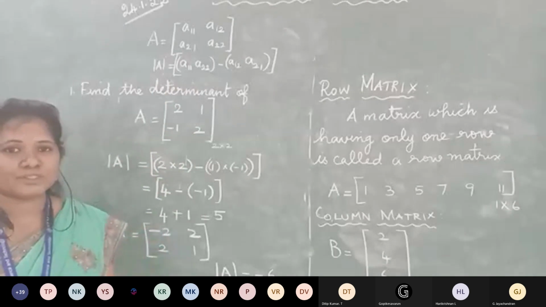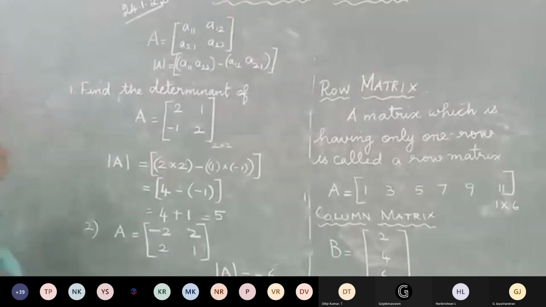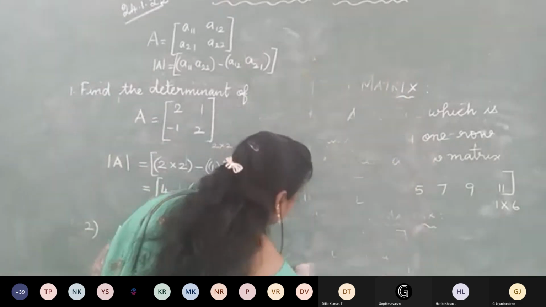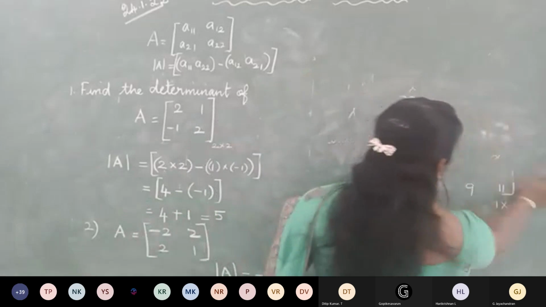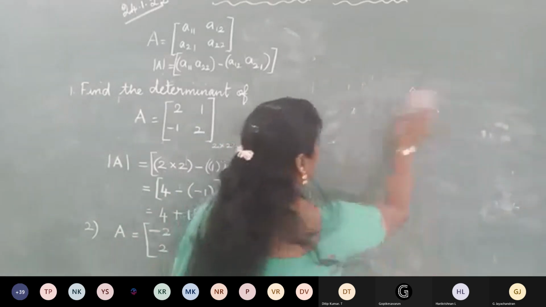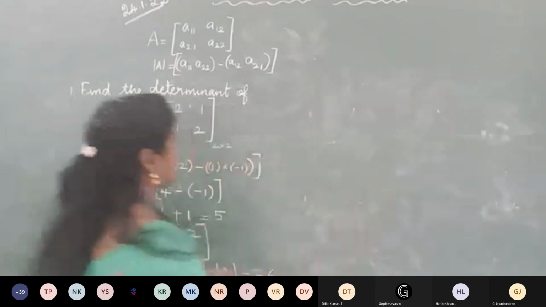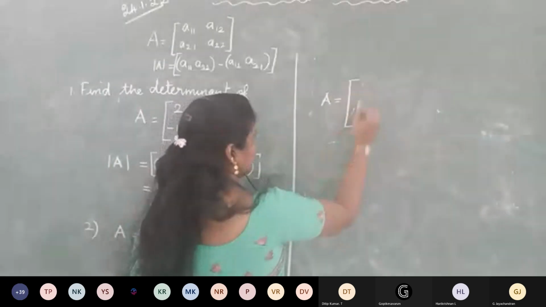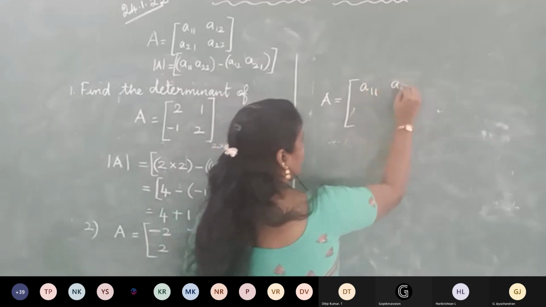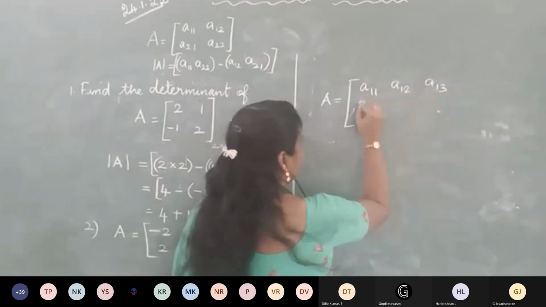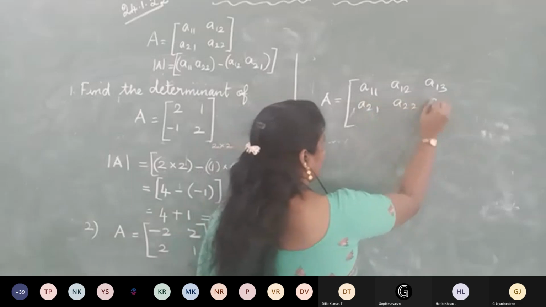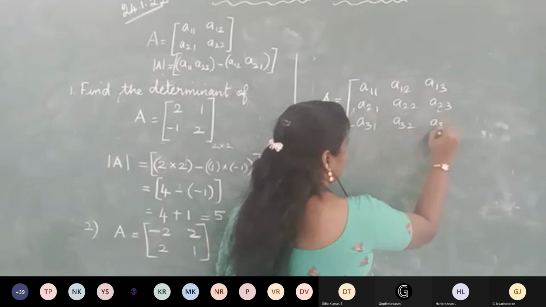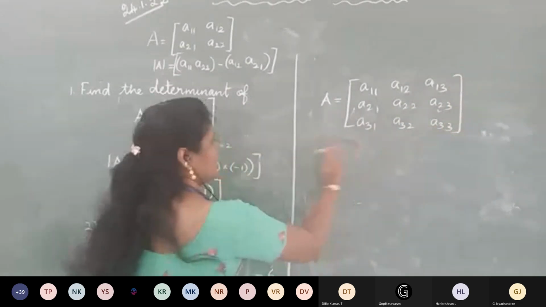Now for a 3 cross 3 matrix, what is your formula? Now for example, I'll take 3 cross 3. You have to know determinants and all. These are all basic things. If you don't know, please tell me. So for your 3 cross 3 matrix, it will be A11, A12, A13, A21, A22, A23, A31, A32, and A33. So this will be the value.